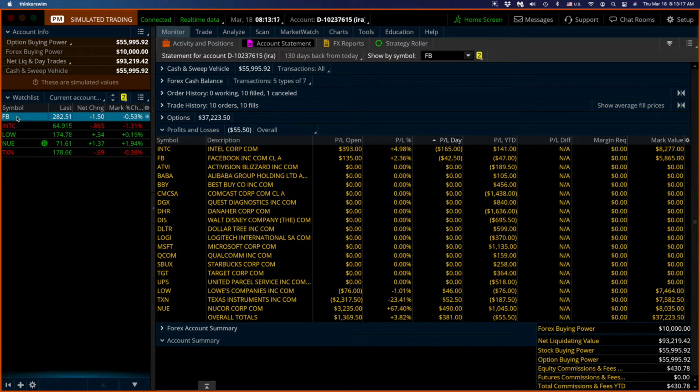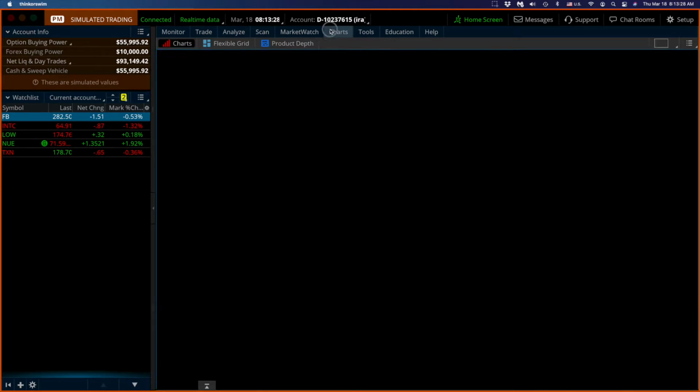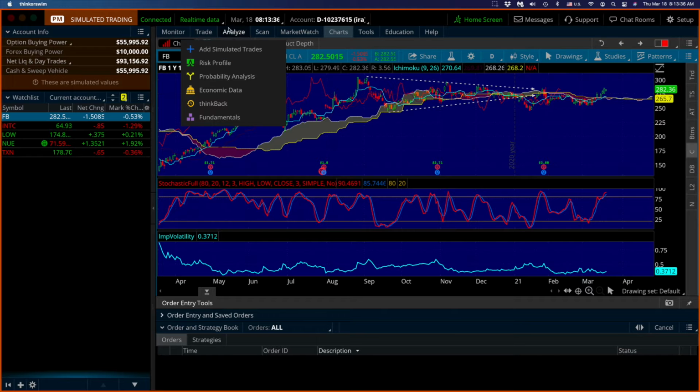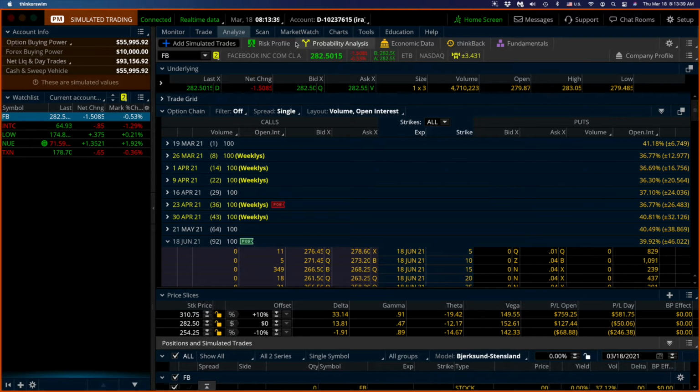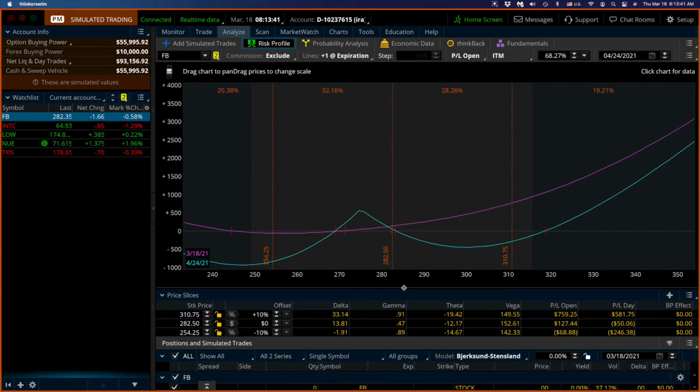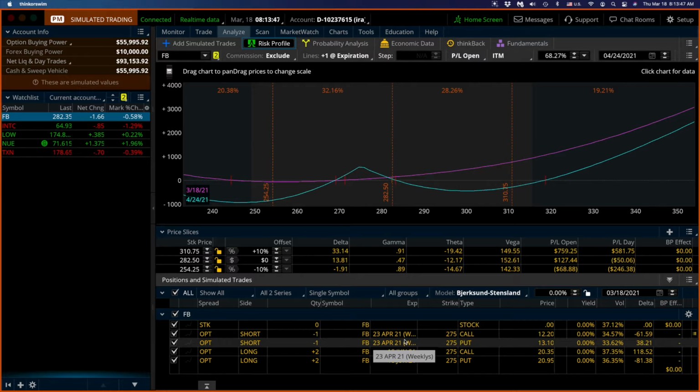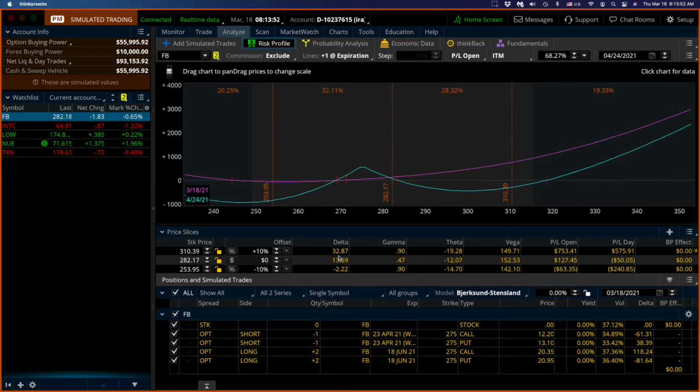And let's start with Facebook. Facebook, this is our trade. This position is close to even, a little bit low. Let's take a look at the chart. And it looks like it's going to break to a new high. Let's go to the Analyze tab, Risk Graph. And that looks great. It says April the 23rd will be my next expiration, so there's no hurry on changing anything. We are delta positive, so that's good.